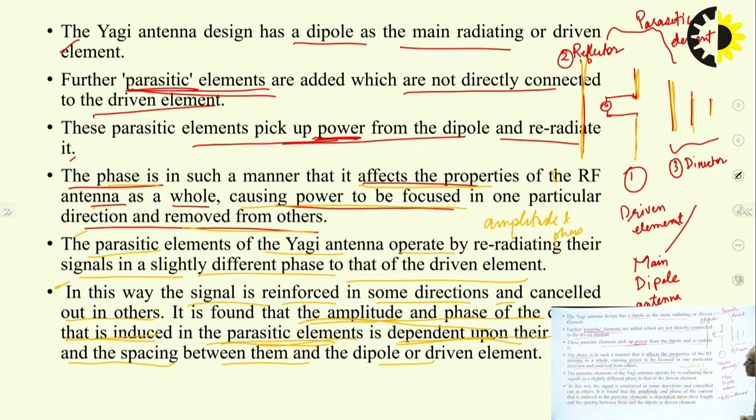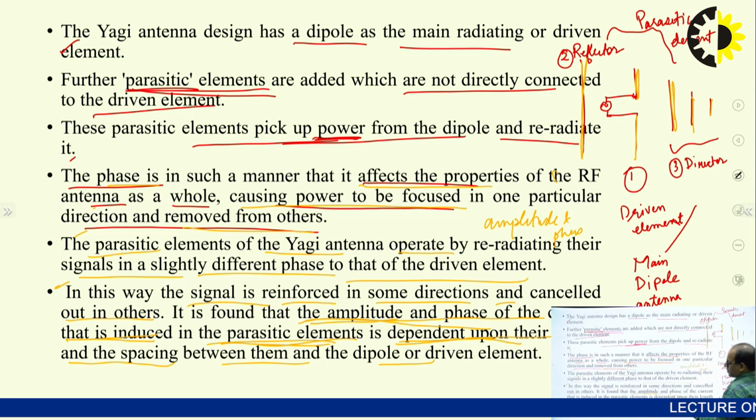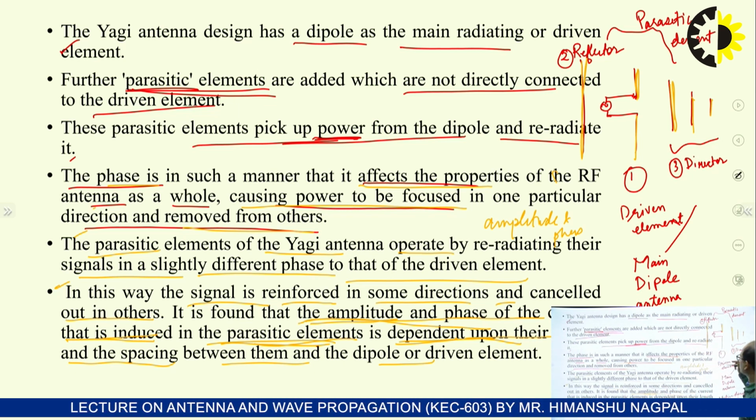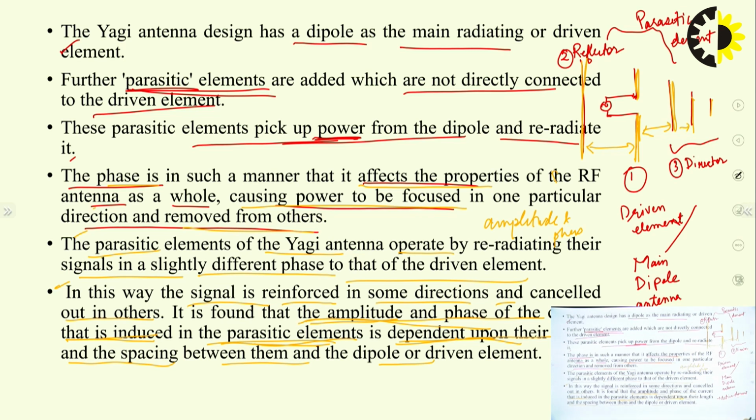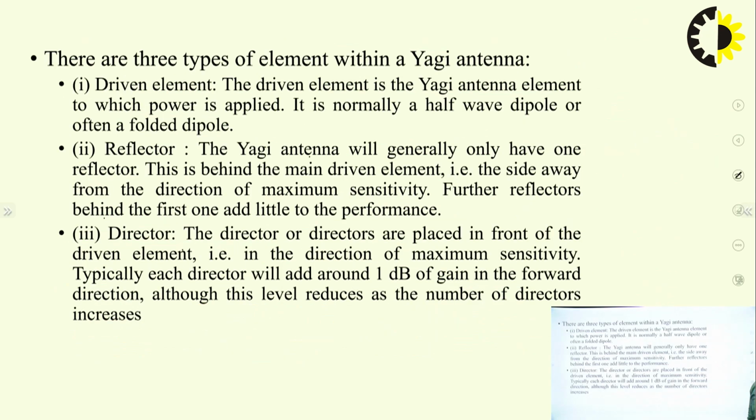matters for constructing the YAGI UDA antenna, so that the amplitude and phase are induced in the forward direction in an additive, constructive pattern. Clear? And the spacing between these elements is very important for construction of the YAGI UDA antenna.